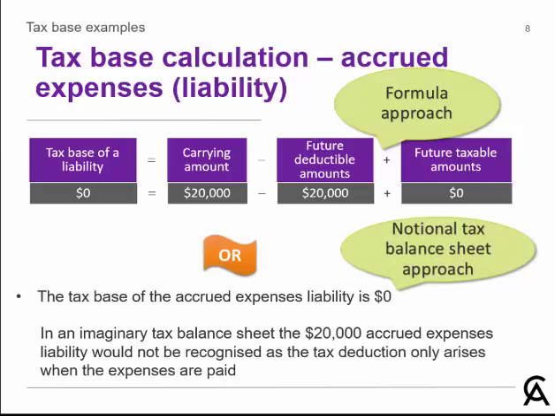Alternatively, you can apply the notional tax balance sheet approach. The tax base of the accrued expenses liability is zero. In an imaginary tax balance sheet, the $20,000 in accrued expenses would not be recognised, as the tax deduction only arises when the expenses are actually paid. So it's really following a cash basis there for tax purposes. So again, we can say that the tax base is zero. Either of those approaches is fine.